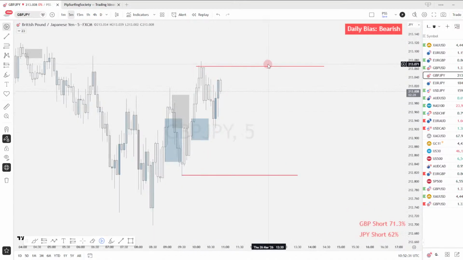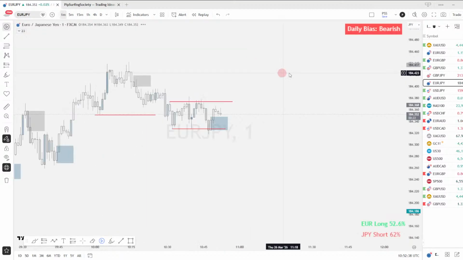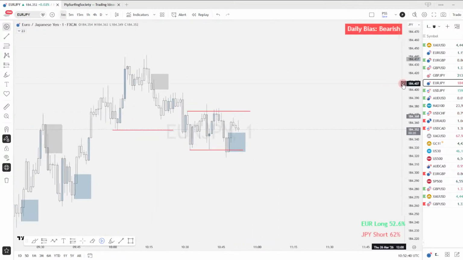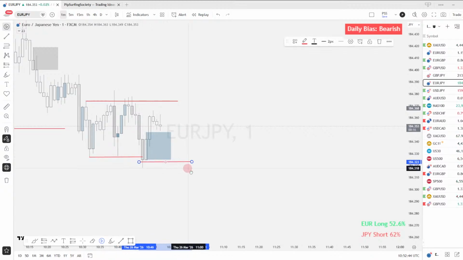We're looking for it to either close above the high or close below the low. Hasn't done either. It's just sitting there. We could potentially confirm an entry on Euro, but at the moment it's just chopping within the range. Same thing. It's sort of the same story across most pairs here.